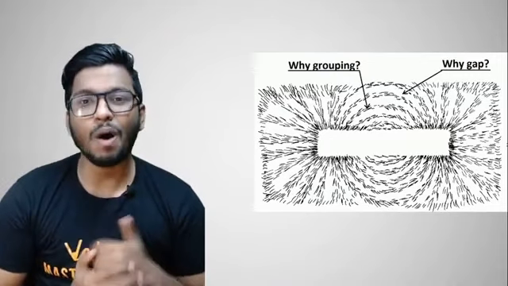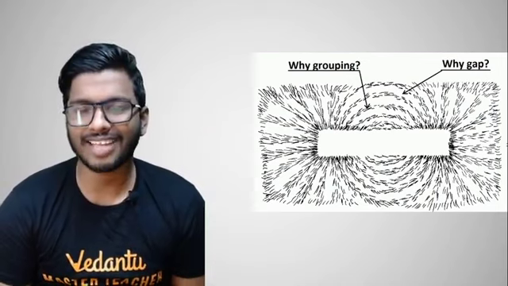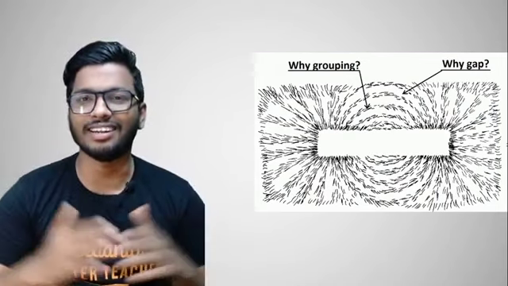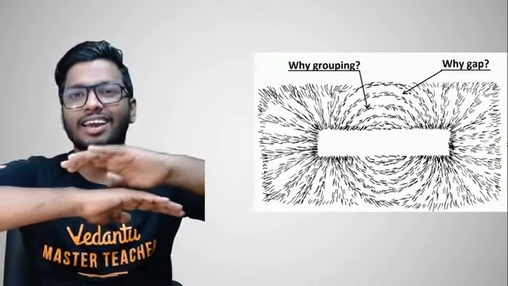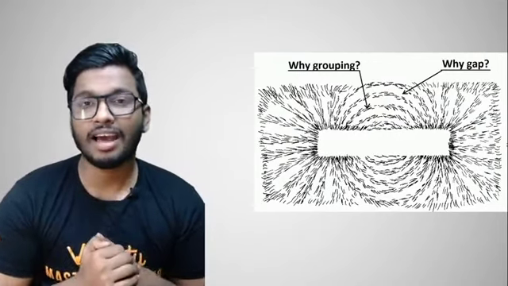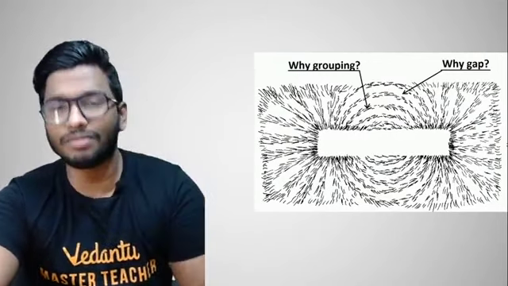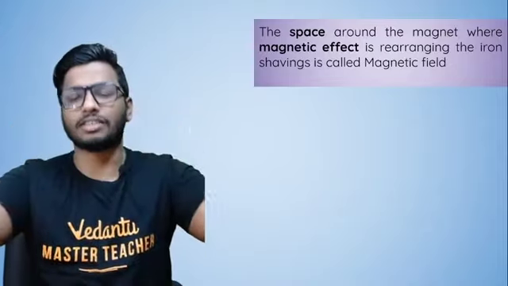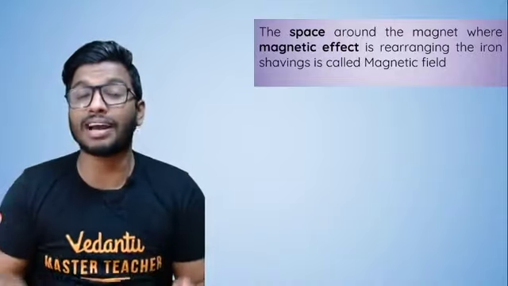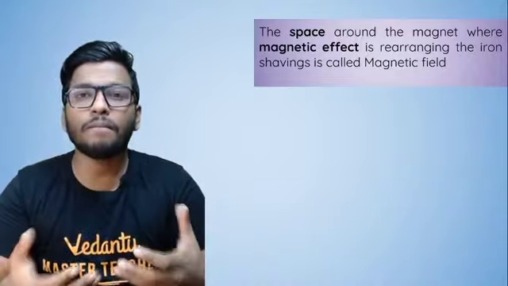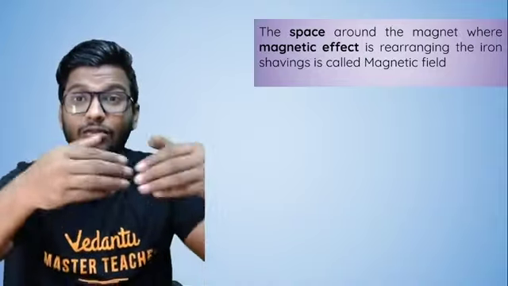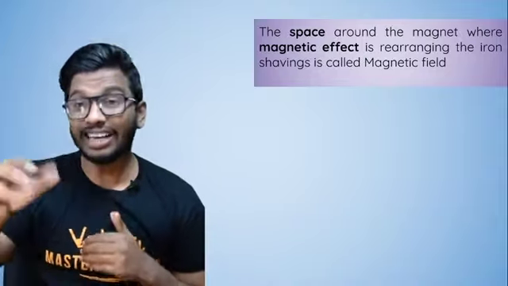The question is this: why do we have such grouping, and why are there gaps in between? Why couldn't it be just one single sheet of iron filings, like a big circle? Why not like that, and why like this? Now, we're going to understand the reason for that. First of all, guys, that magnet is creating a magnetic field around it. What do I mean by magnetic field? There is some sort of magnetic force of attraction that these iron filings experience when they are near that particular magnet, and that is the magnetic field.